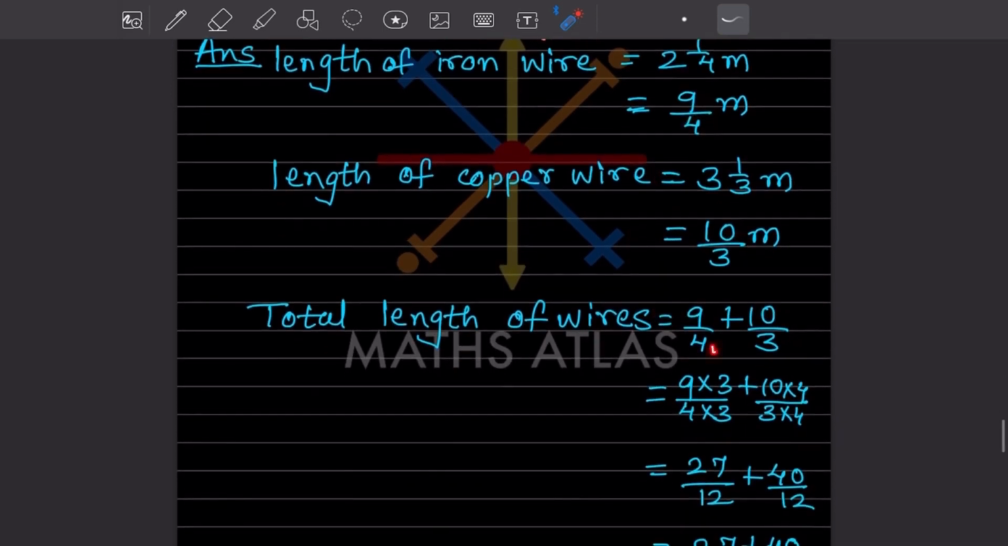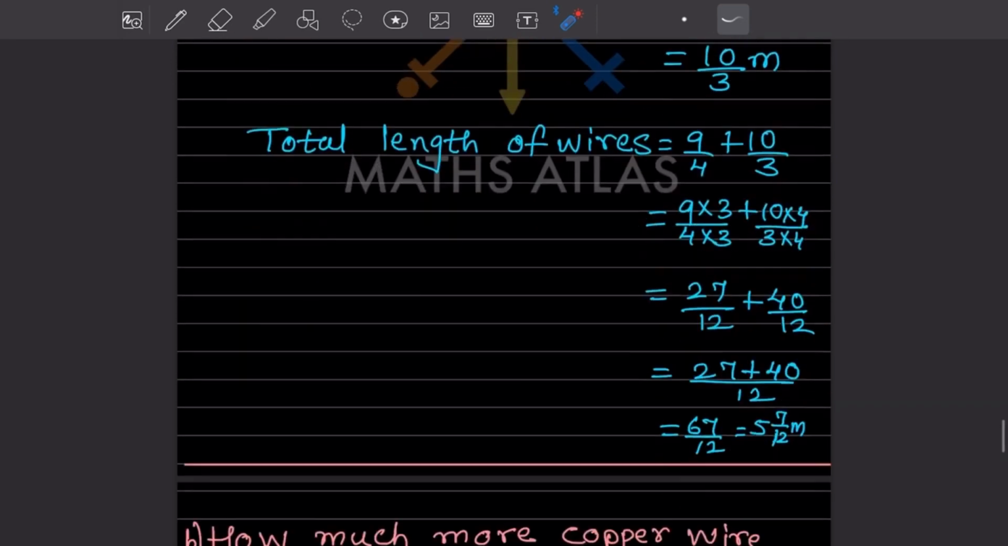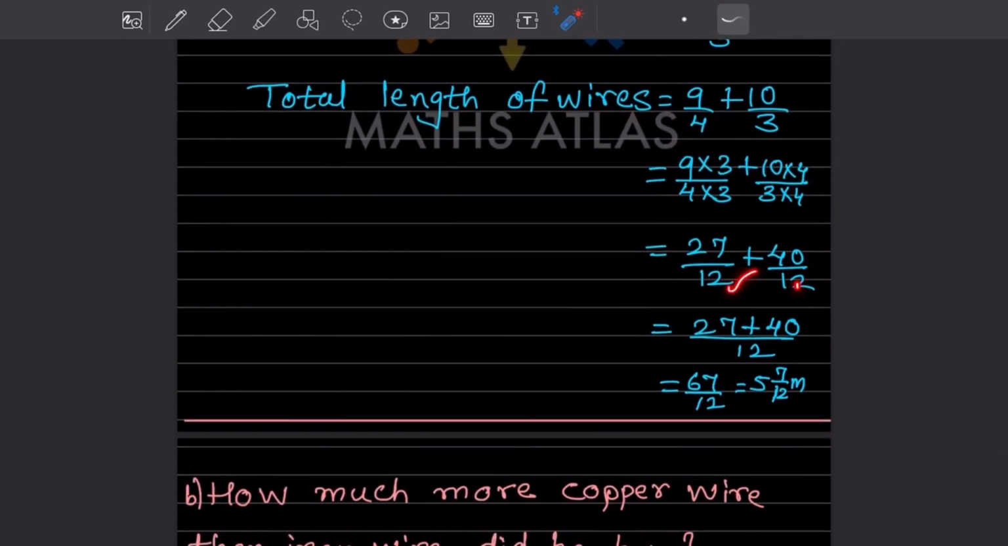Now again, you know, this is 4 and this is 3, the LCM will be 12. You can just look at it, or you can use the LCM method, and you will see that it comes to 12. So here what are you going to do? 4 multiplied by 3 is 12, and here 3 multiplied by 4 is 12. So here you are multiplying by 3, which means here also you will multiply by 3. Here you are multiplying by 4, which means here also you will multiply by 4. So now this will be 27, this is going to be 40, and this 12 remains because that is the LCM.